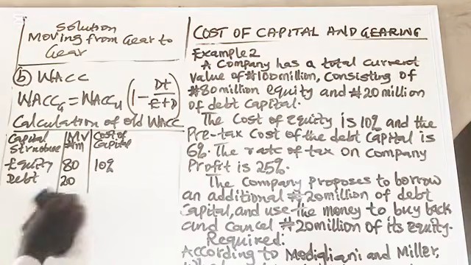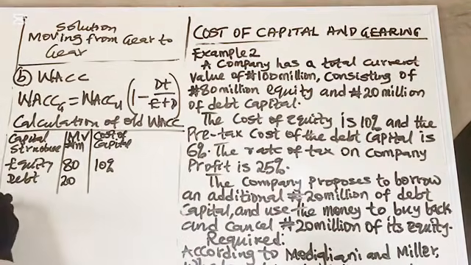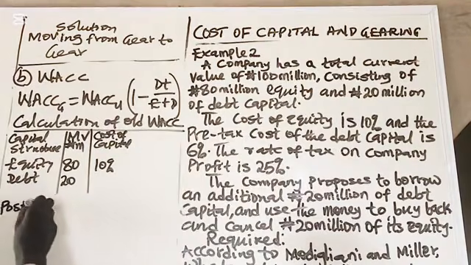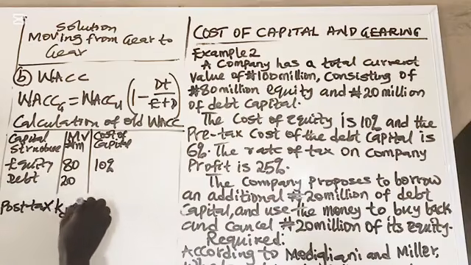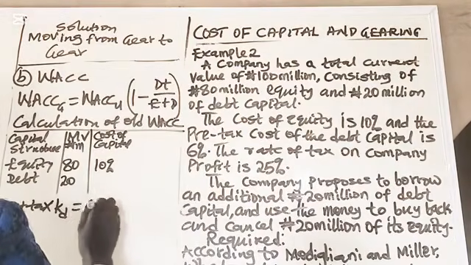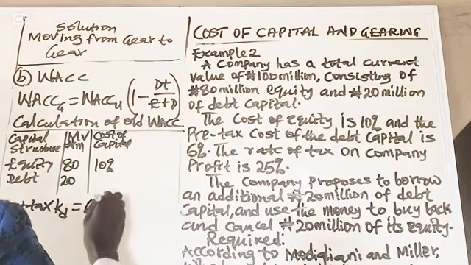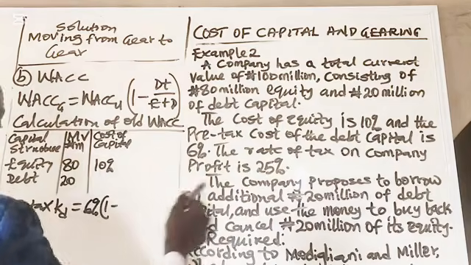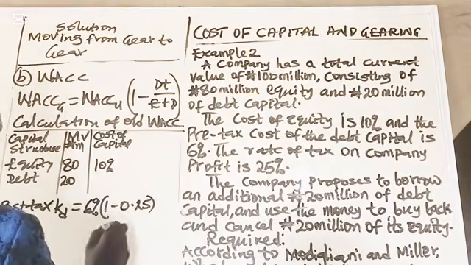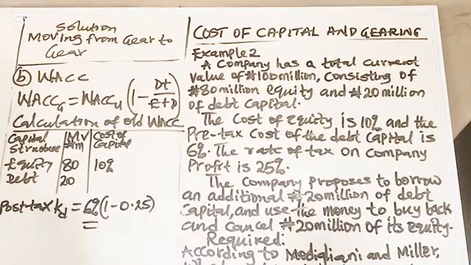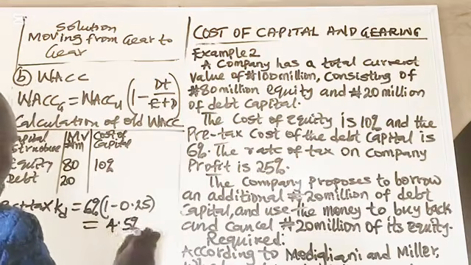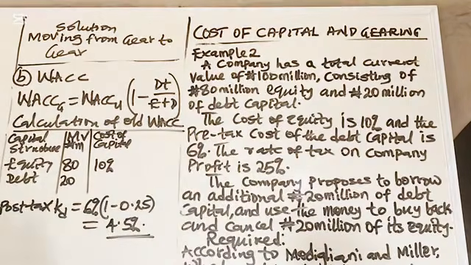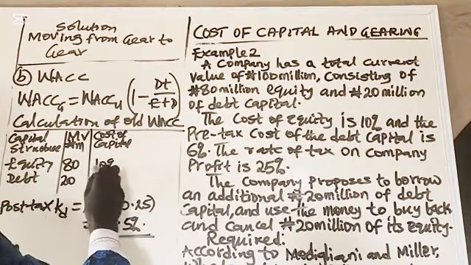So the cost of debt you need to use is post-tax. Post-tax cost of debt will be pre-tax, which is 6%, times 1 minus tax rate. The tax rate is 25%. That means 1 minus 0.25 gives us 0.75, times 6, so we have 4.5%. Always use post-tax where you are given pre-tax. So the post-tax cost of debt is 4.5%.